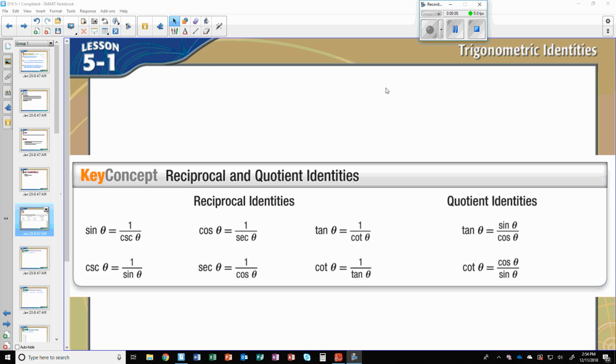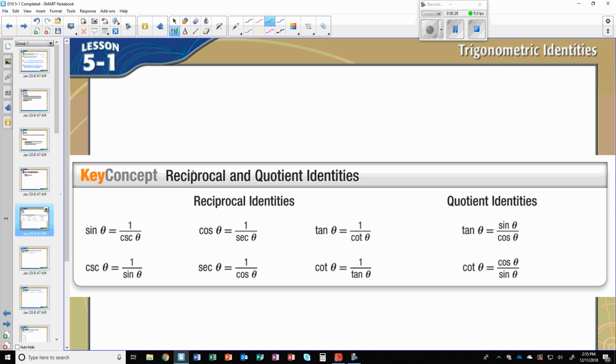Lesson 5.1. We're talking about identities here. When we talk identities, what we mean is that some trig function is equal to another trig function. We can either simplify it or do something like that. Remember earlier we started this semester saying that sine y, cosine x, tangent is y over x. You've heard me say that a lot, but now let's talk about reciprocals.